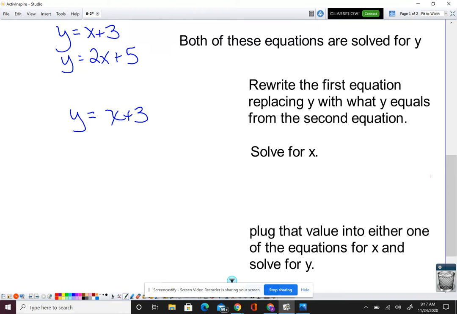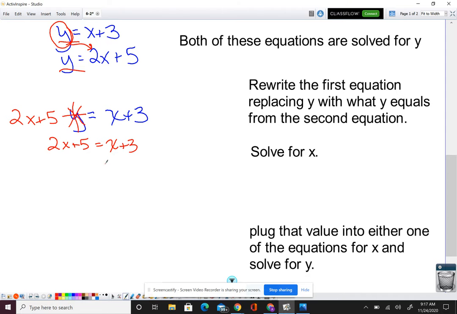So for our first example here, both of these equations are solved for y. They're both y equals. So we're going to rewrite the first equation, replacing the y with what the y equals. So instead of writing it as y equals, I'm going to take that out. And on that side of the equation, I'm going to replace it with 2x plus 5. So I have 2x plus 5 equals x plus 3. So I rewrote the top equation, and instead of writing that y, I put what y is equal to in its place.